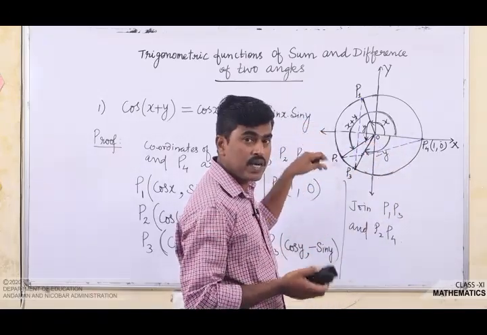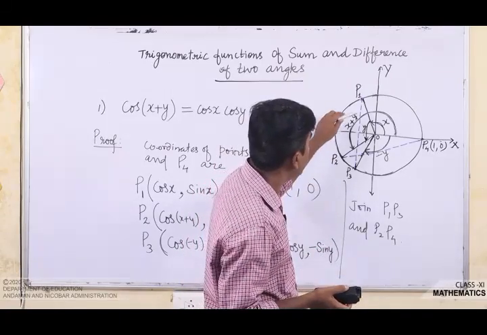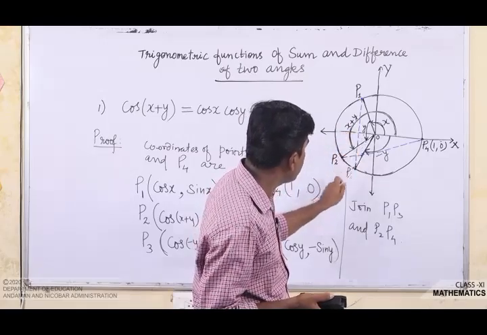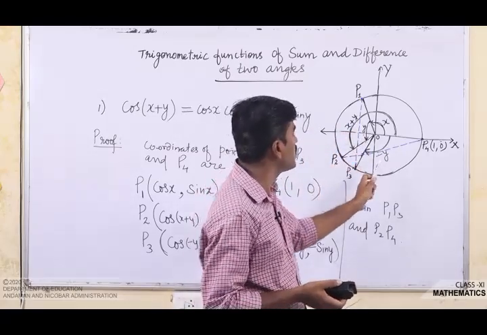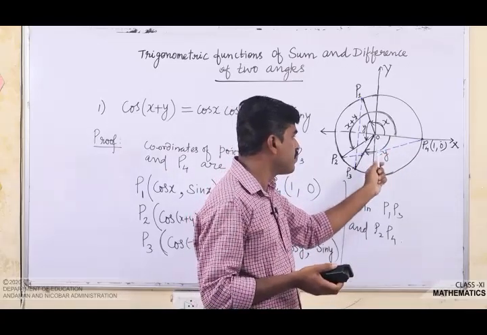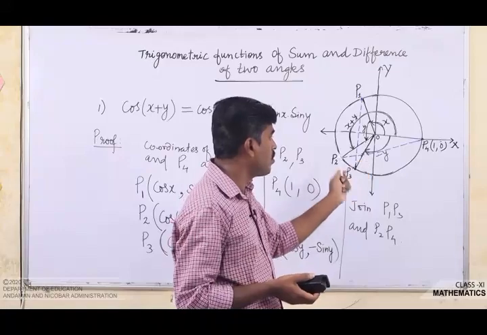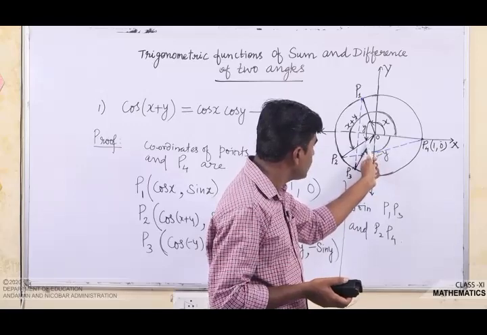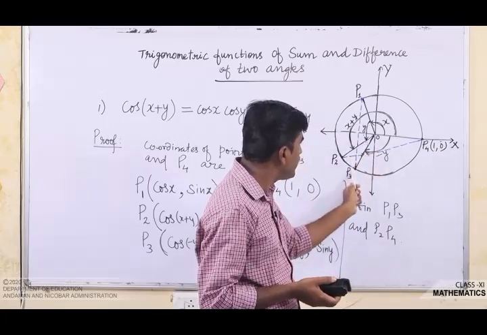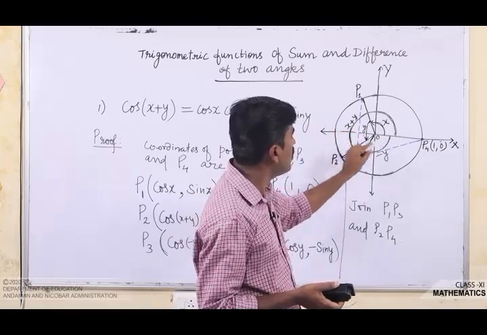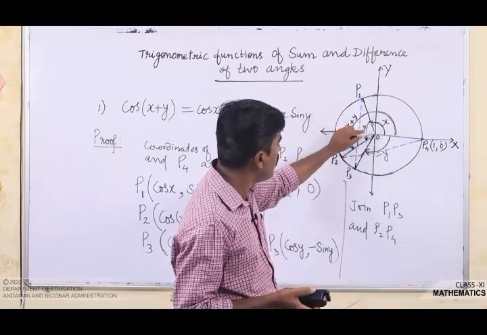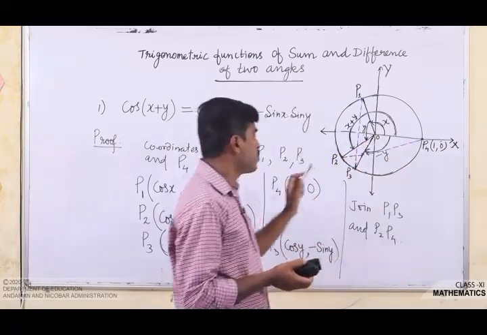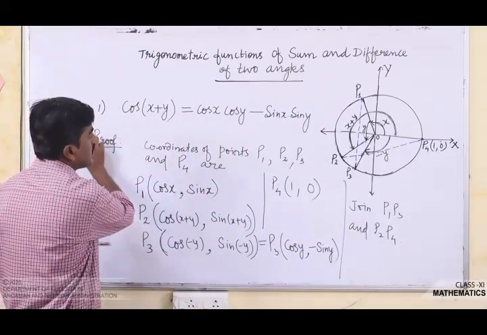So two corresponding sides are equal, and the angle P1OP3 is this angle y plus angle P2OP3, and here also the magnitude of the angle is y, it is taken as minus y because it is measured clockwise. So here this angle is y plus the same P2OP3. So these two angles are also equal, that is angle P1OP3 is equal to angle P2OP4. So these two triangles are congruent there.